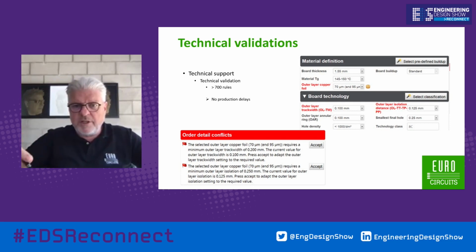This is an example where you choose base copper of 70 microns that you would need for your design. But you say, okay, I want a track width of 0.1 and a spacing of 0.125 millimeters. Then the system tells you automatically that is not possible because we need a minimum of 0.2 millimeter. And then it's very obvious this is information you would want to know before you start making your layout and not afterwards.